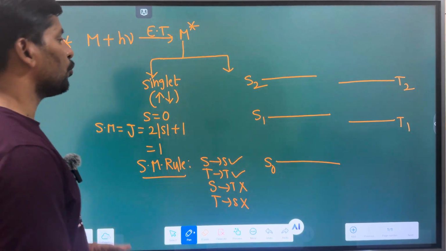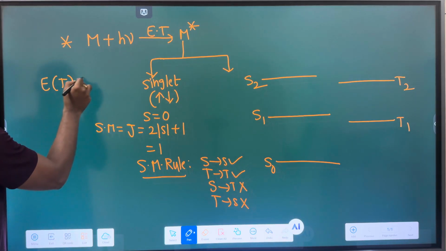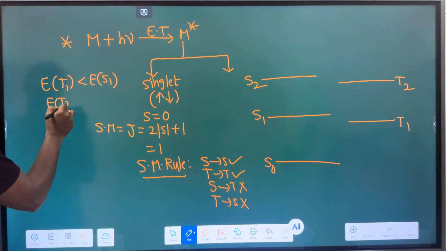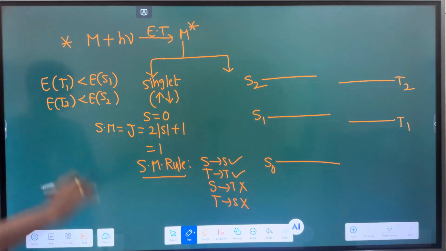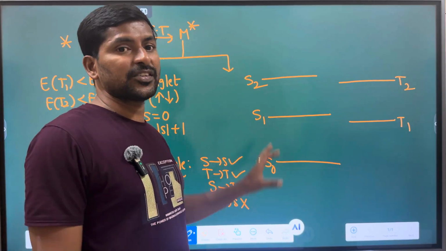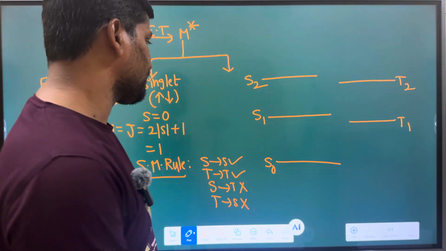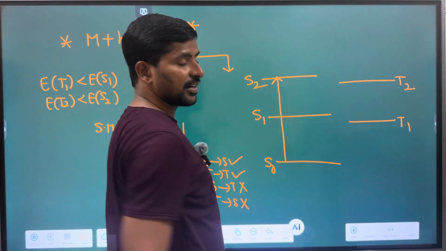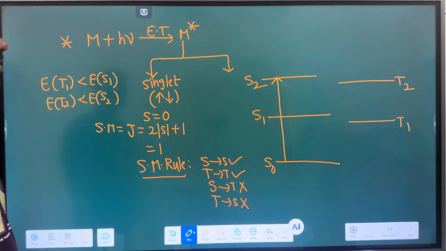According to Hund's rule, the energy of a triplet state is always less than the corresponding singlet state, so the energy of T2 is less than the energy of S2. This is according to Hund's rule of maximum spin multiplicity: as spin multiplicity increases, energy decreases. For example, by the absorption of light energy, it goes to an excited state like this.